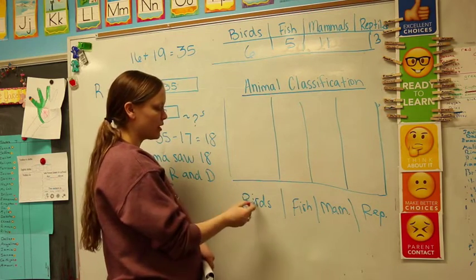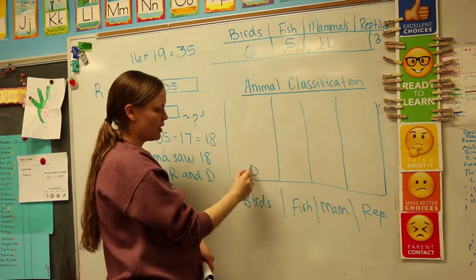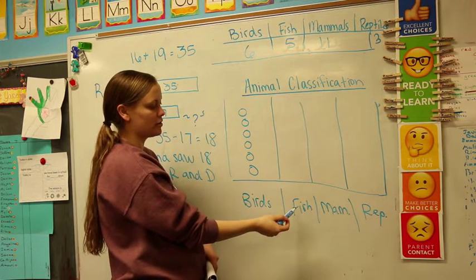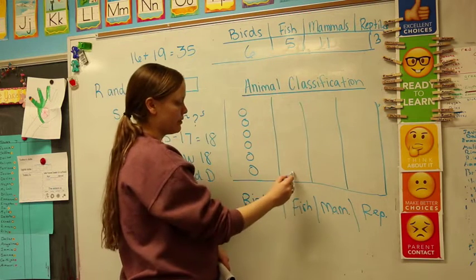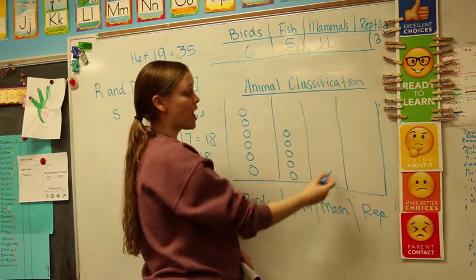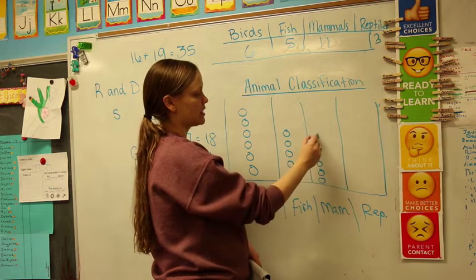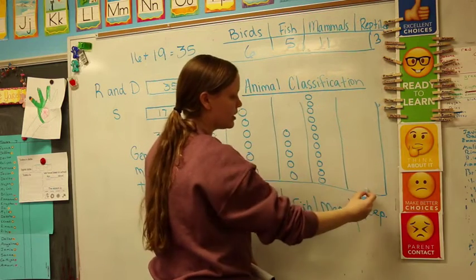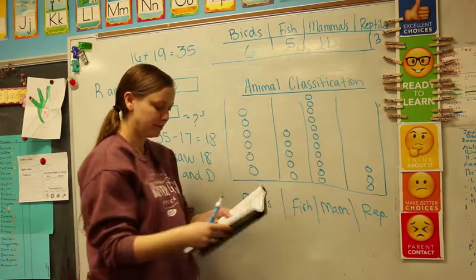So how many circles do you think I'm going to draw for birds? Look up here at our chart. 6 circles. 1, 2, 3, 4, 5, 6. How many fish am I going to draw? Now we're not going to draw pictures of fish. We need to just do circles, remember. 5. 1, 2, 3, 4, 5, and so on. Mammals, wow, we have to draw a lot of circles. 1, 2, 3, 4, 5, 6, 7, 8, 9, 10, 11. And then reptiles is over here, just 3 reptiles in our table. And this is a picture graph.